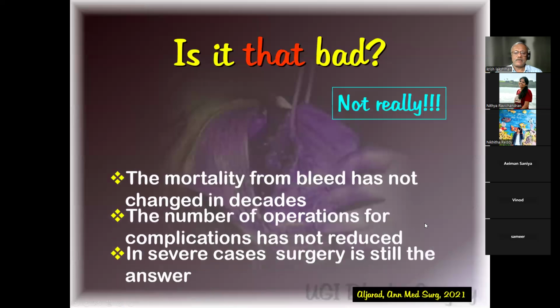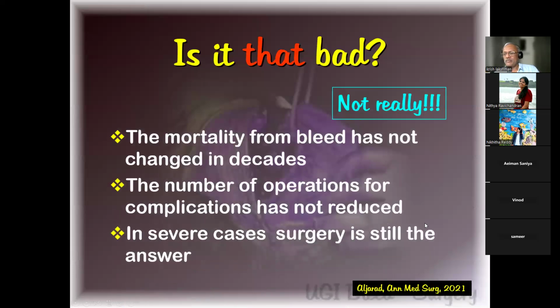It really is not that bad. And I have quoted one paper, a 2021 paper. There are many more, which tells you that the mortality from the bleed has not changed in the last 45 years. Endoscopically, we all think that the bleeding has stopped, but the mortality has not changed. And the number of operations for complications has not reduced. If you look at busy centers, the number of operations that are done for complications of DU, both bleeding and stenosis, has really not reduced all that much.